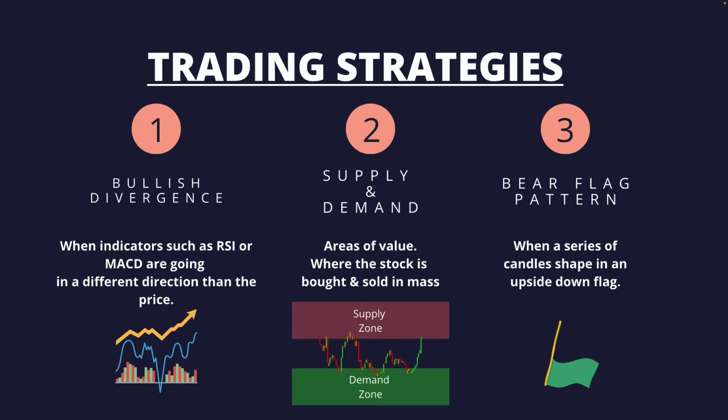So the first one is bullish divergence, and this is when indicators such as RSI or the MACD are going in a different direction than price. The second one is supply and demand zones, and these are areas of value where whenever the stock hits those zones, they will either be bought and sold in mass. So if you can look down here, whenever the stock price enters the supply zone, it starts to go down. And as it enters the demand zone, it starts to go up.